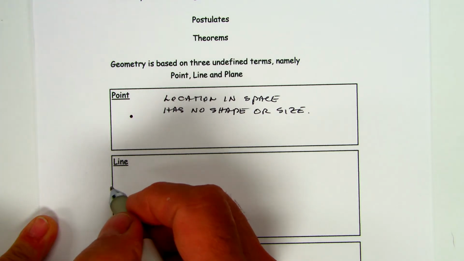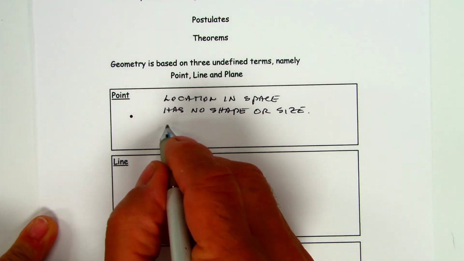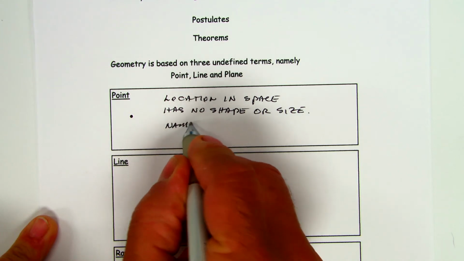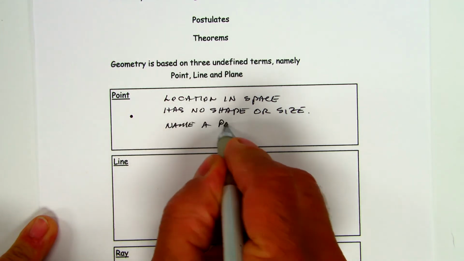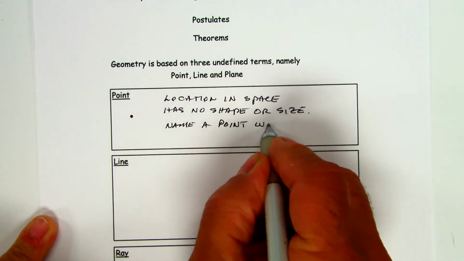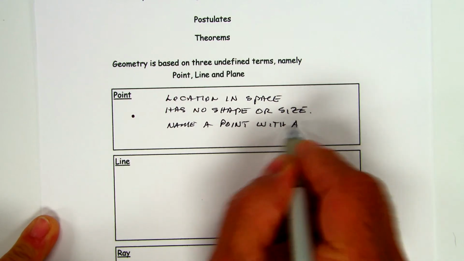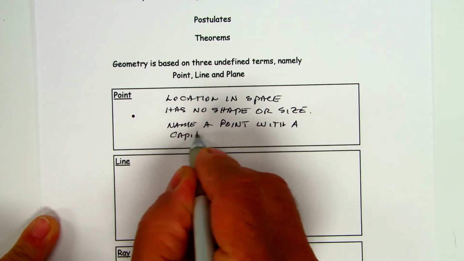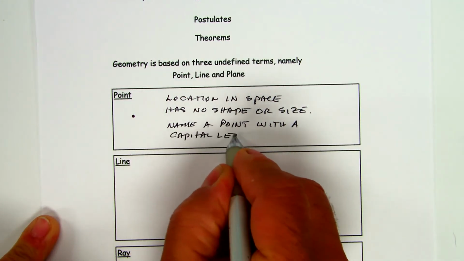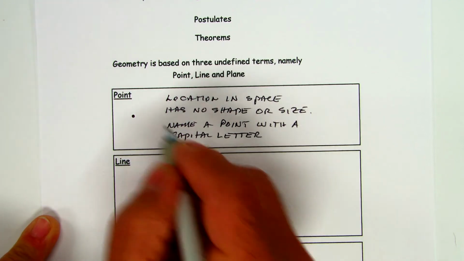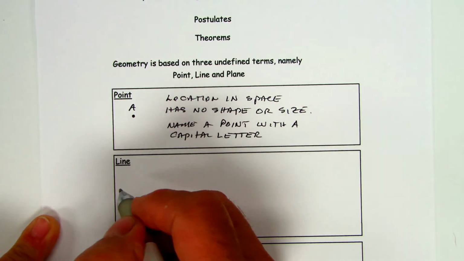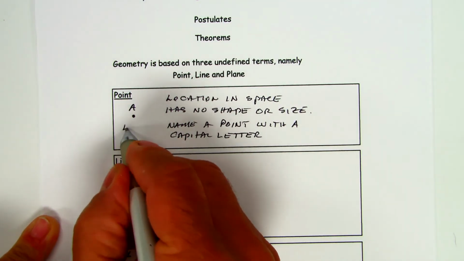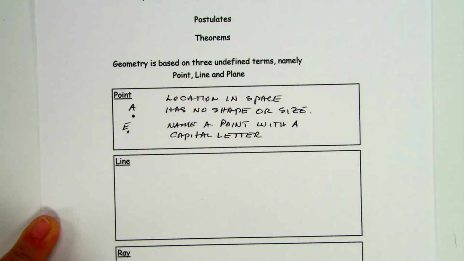Now, naming a point. We name a point with a capital letter. For example, this could be point A, or this could be point E. That's the way we name a point.